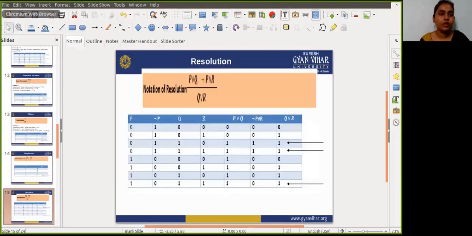Next one is resolution. Okay. So the resolution states that if P or Q and not P or R are true, then Q or R will also be true, so it can be represented like this. So guys, first you need to make a truth table for that, and only in three cases it gives a result to you, right? Gives a result to you.